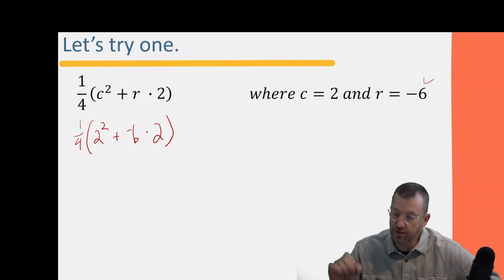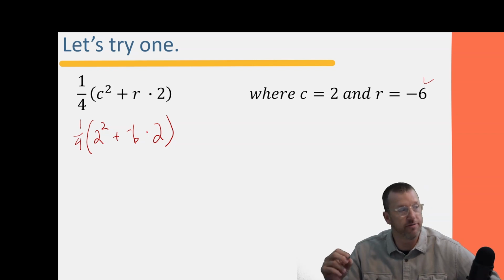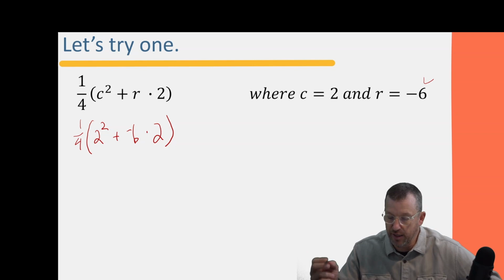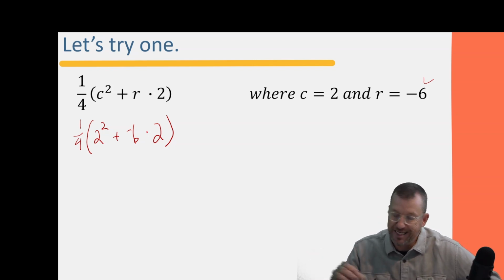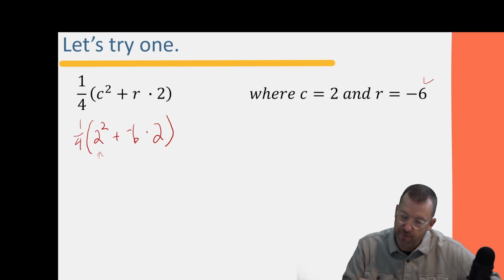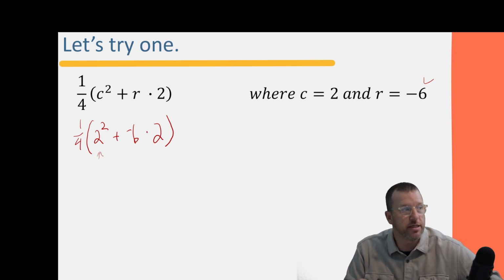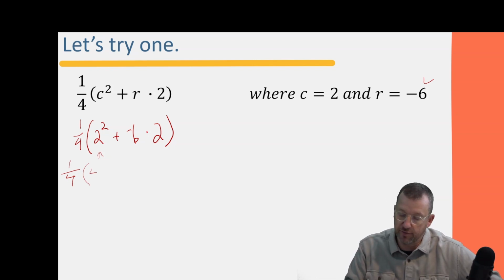Okay, what do we do first? GEMDAS. Well, we see there's parentheses involved. And once we're inside those parentheses, we have to use GEMDAS again. Are there any other parentheses? No. Are there any other exponents? Yes. So we have to do this first. Now remember, we are going to keep these parentheses involved until we are completely done with this problem, okay? With everything inside of the parentheses. So 2 squared means 2 to the power of 2, which equals 4. And then we bring down everything else.